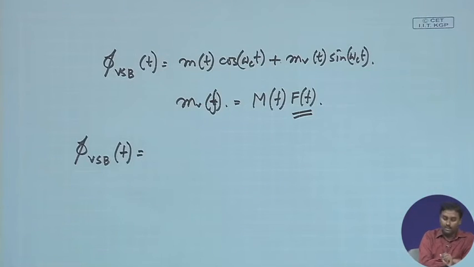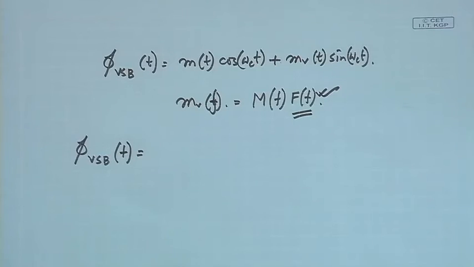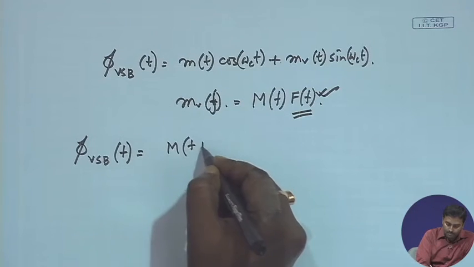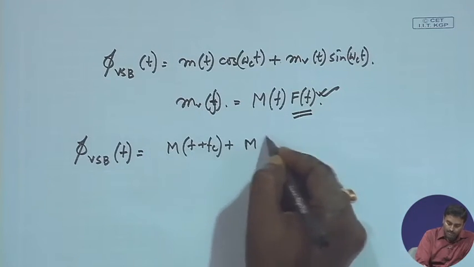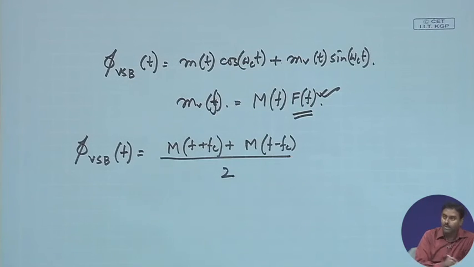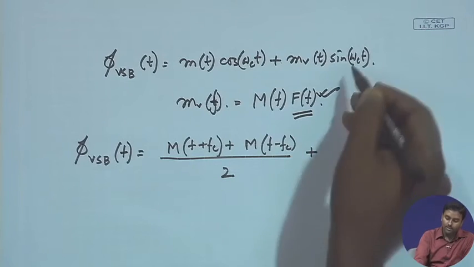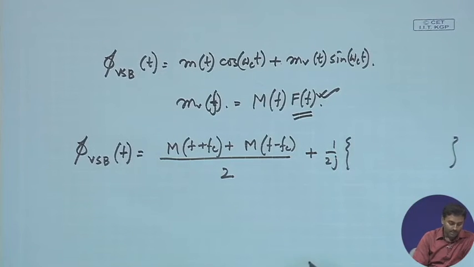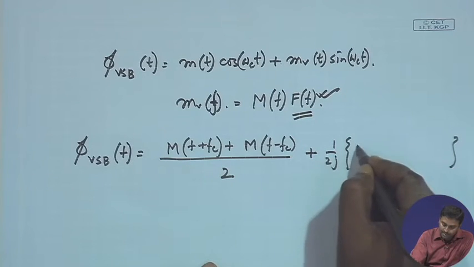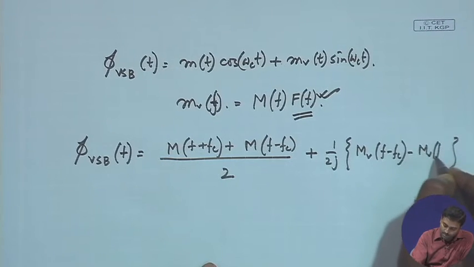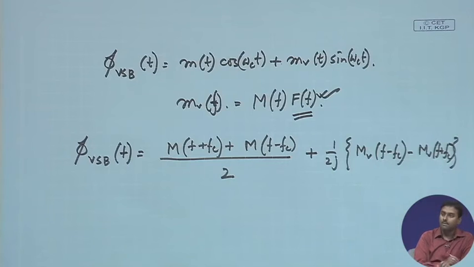we can now represent in the frequency domain. So if M_v(f) is written as this, I can now write this as [M(f+fc) + M(f-fc)], of course because it is cos(omega_c t), divided by 2, plus, because it is sine, 1 by 2j, and I will have this [M_v(f-fc) - M_v(f+fc)]. I will have this.